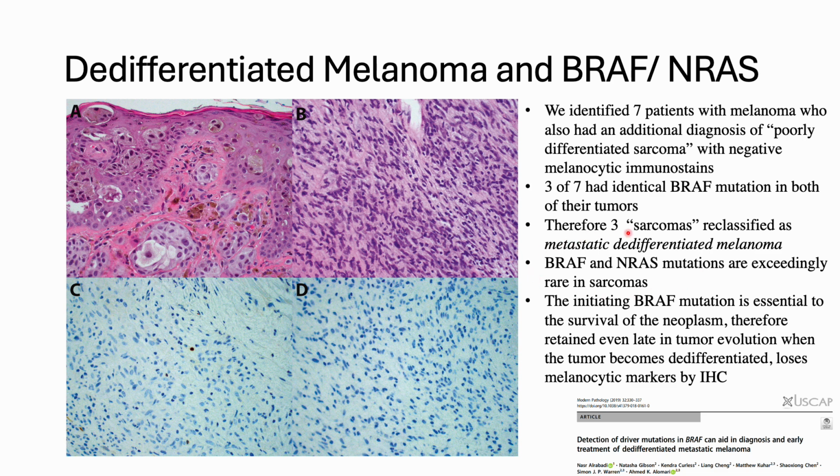One is that BRAF and NRAS mutations are exceedingly rare in sarcoma, and the other is that the initiating BRAF mutation is essential for the survival of the neoplasm, and therefore it's retained even late in tumor evolution when the tumor becomes dedifferentiated and loses its melanocytic markers.